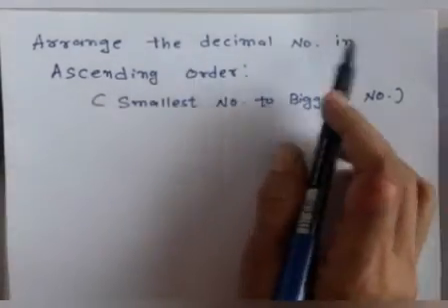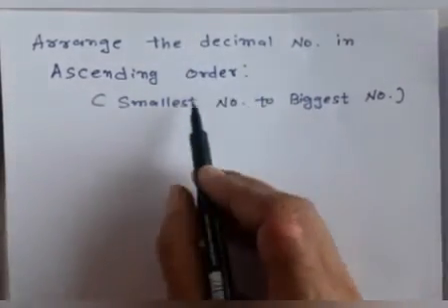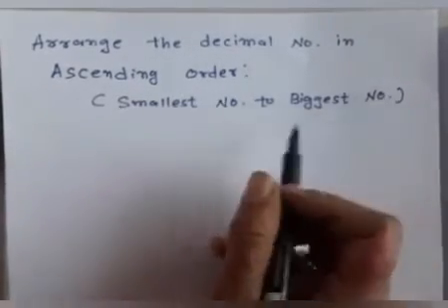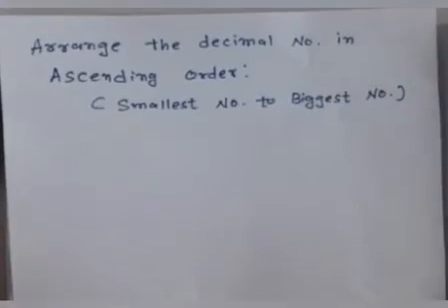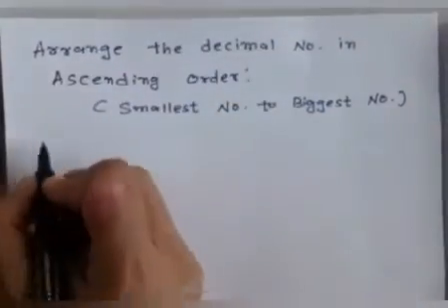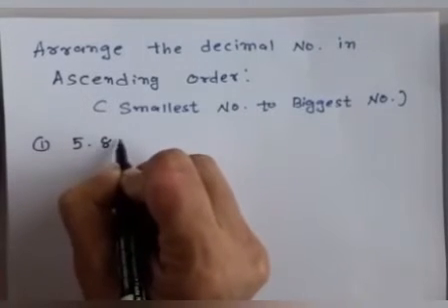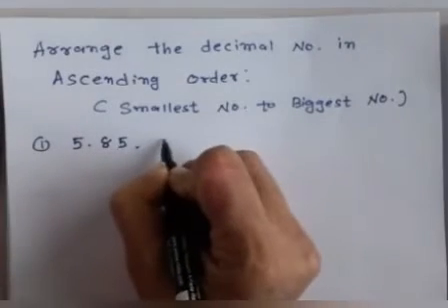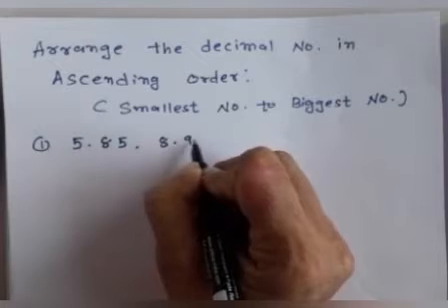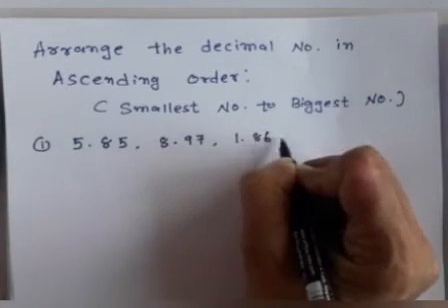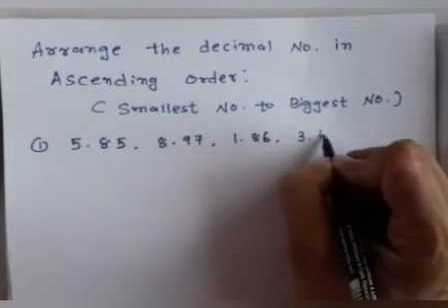Arrange the decimal numbers in ascending order. Ascending order means smallest number to biggest number. Let us start with one example. 5.85, 8.97, 1.86, 3.44.